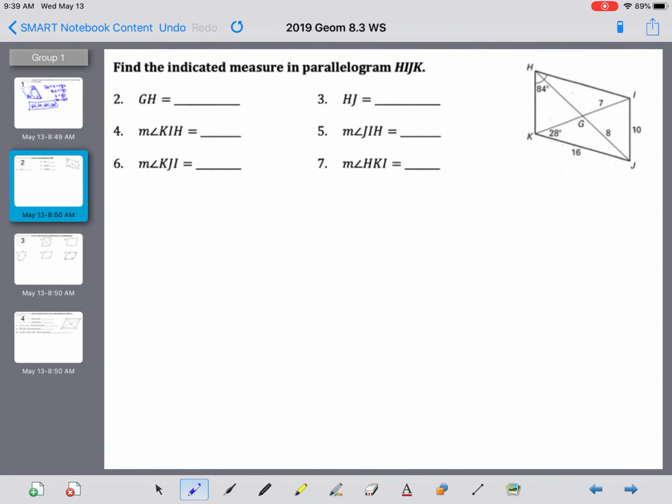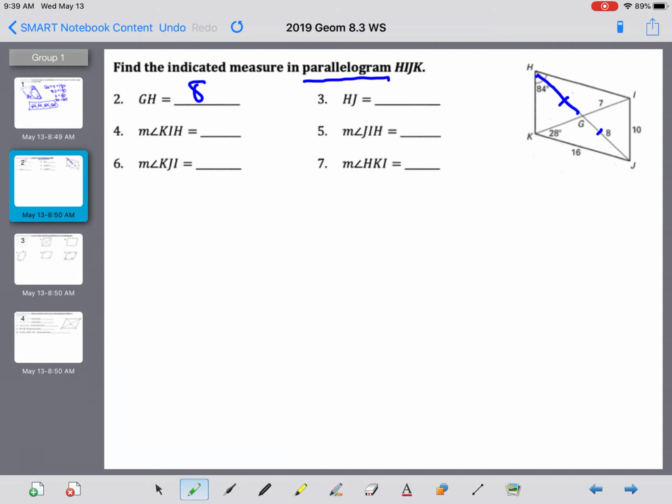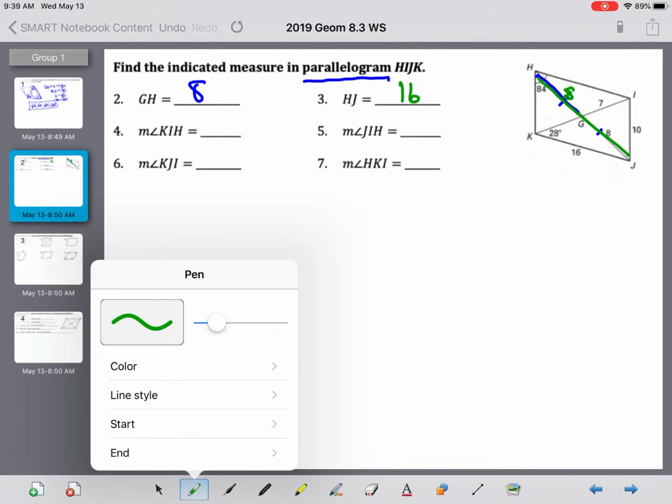This one deals with this parallelogram. We're told it's a parallelogram, so everything applies. GH right here is the same as this one, so it's 8. HJ is, again, if this was 8, this is going to be 16 for a total. Okay.